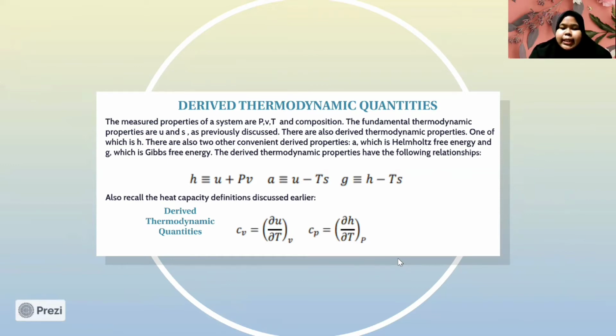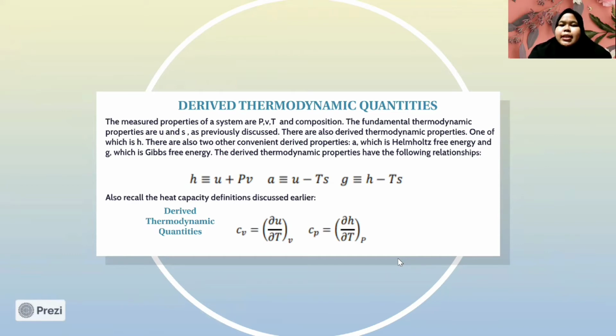For the fundamental properties, they are basically the properties constructed to understand a concept, and they don't necessarily exist in reality. For example, we have the U, internal energy, that comes from the conservation of energy, and the S, entropy, that comes from the directionality of nature. Lastly, we have the derived thermodynamic properties. Basically, the derived thermodynamic properties are a combination of the measured properties and also the fundamental properties. So, for example, we have the enthalpy, Helmholtz free energy, and also the Gibbs free energy.